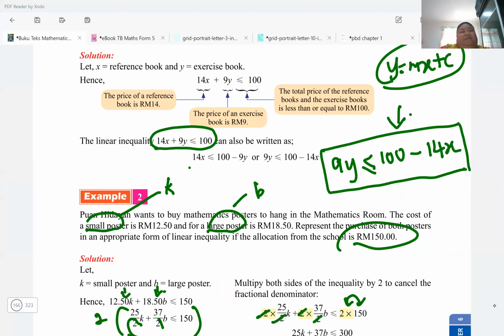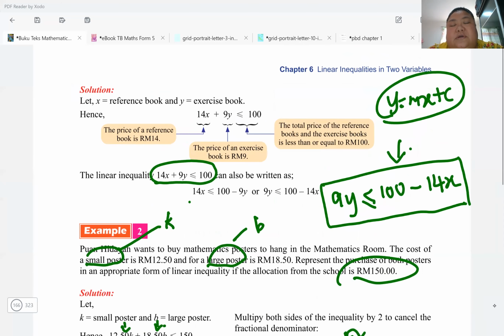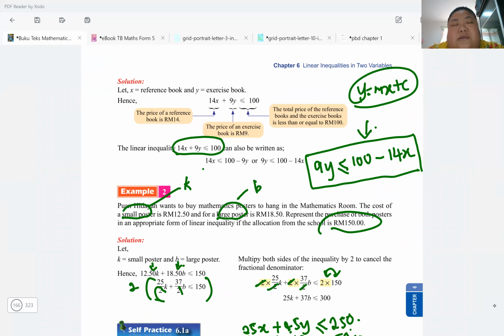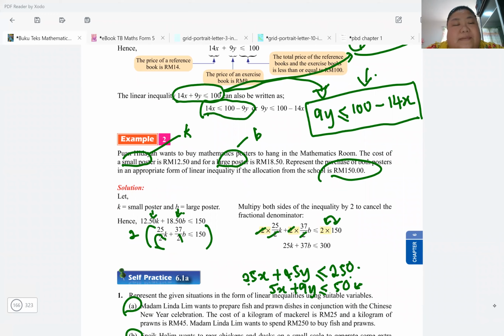Like I said just now, usually we will use the linear equation y equals mx plus c. We use this especially when we want to draw a graph later. So if you rearrange this, you will get 9y is less than or equal to 100 minus 14x, meaning that you just keep y on the left hand side and bring the rest to the right hand side, or you can represent it like this also. So next we go to example 2.